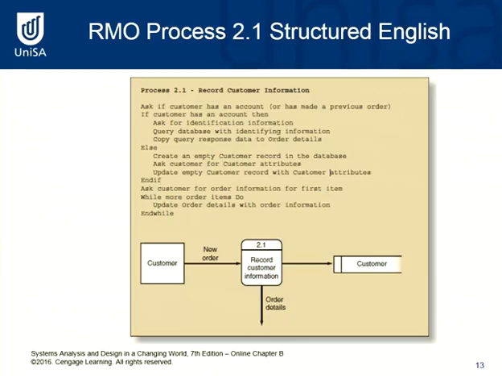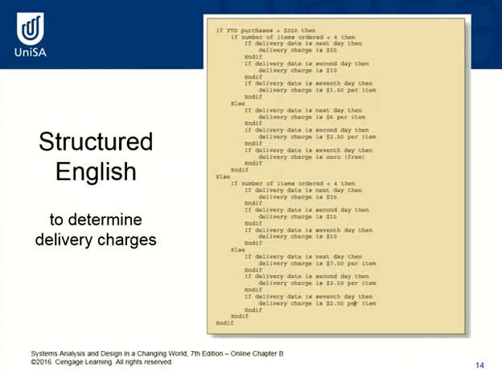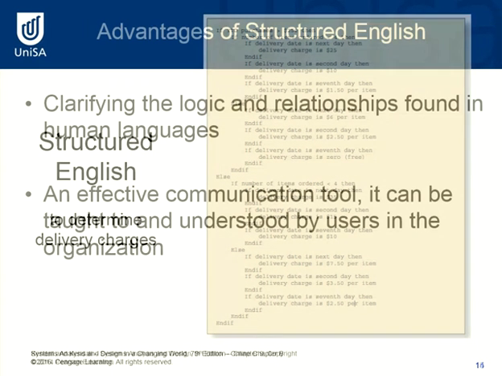So I just want you to see that there are different ways and different methods that can be used. The object-oriented way could be your use case description and your fully developed description. With the traditional approach, we can have our data flow diagrams and our processing, and we can have one of the things to show, which is our structured English approach. And again, just another example here to determine delivery charges.